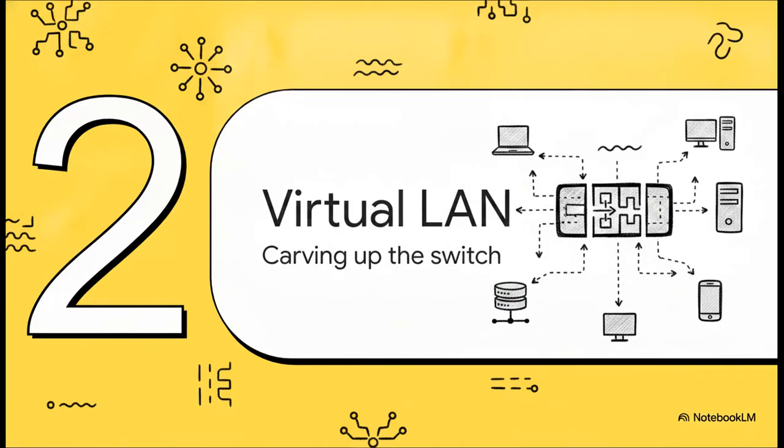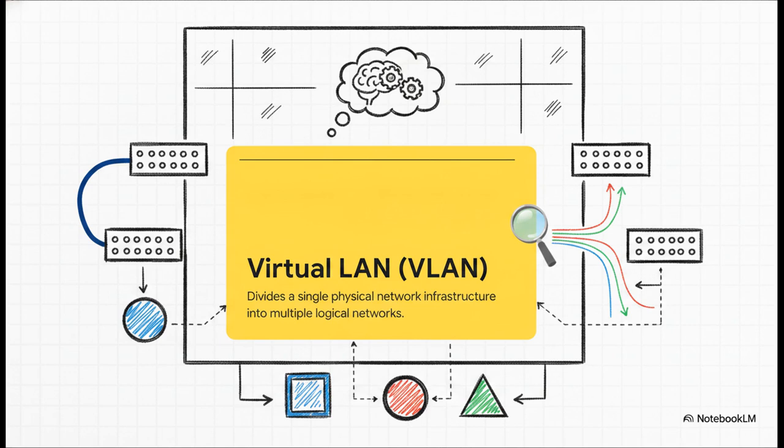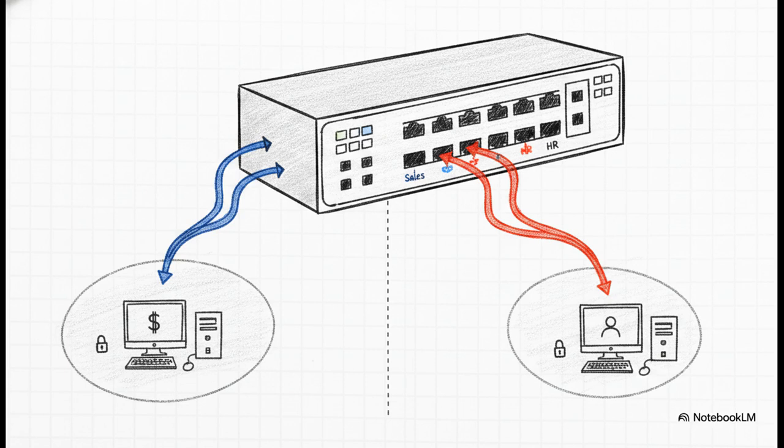Moving on to Section 2. Enter the virtual LAN, carving up the switch. A virtual local area network, or VLAN, acts exactly like putting up secure office partitions inside that incredibly loud, chaotic room we talked about earlier. It lets you logically carve up a single physical network switch into distinct, secure areas. You're effectively tricking the hardware into behaving like multiple separate devices. Pretty clever, right? Basically, you're creating isolated virtual mini-switches.